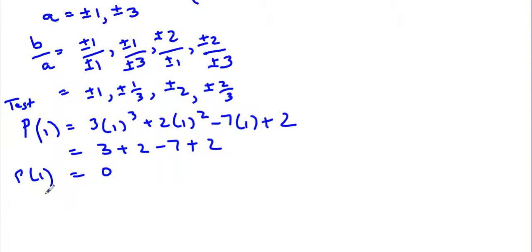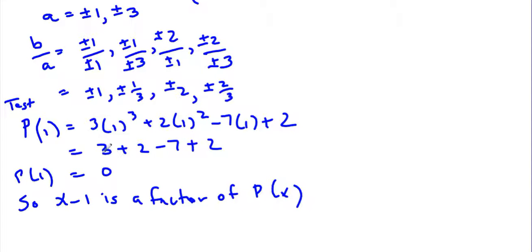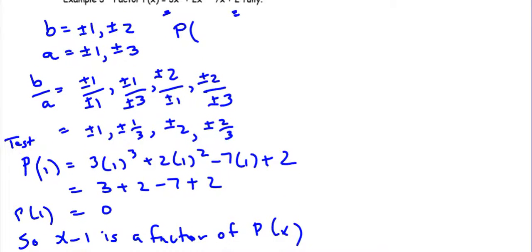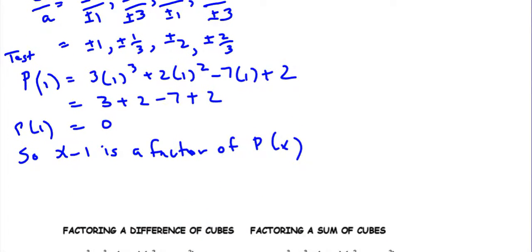So what's that conclusion then? So x minus 1 is a factor of p of x. Okay, we can start with that, right? So that we can now divide our p of x by x minus 1. Again, with the synthetic division, it takes up less room, so I'm just going to do that. So my coefficients are 3, 2, minus 7, and 2. And we're going to do subtraction and multiplication. So bring down the 3.